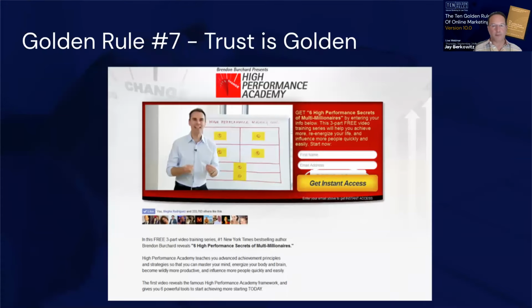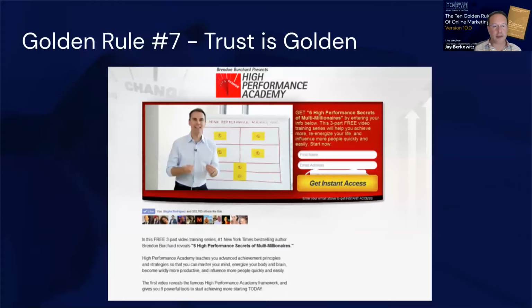Golden rule number 7, trust is golden. So this is Brendan Burchard, and he does a great thing here. He's got a little app on his website that shows other people. First of all, it shows 300,000 people like him on Facebook, but this is his website, and he's just got this Facebook app here. And it shows a bunch of people I know who already like Brendan Burchard. So he's building trust. So there's lots of trust factors or trust indications on the internet.